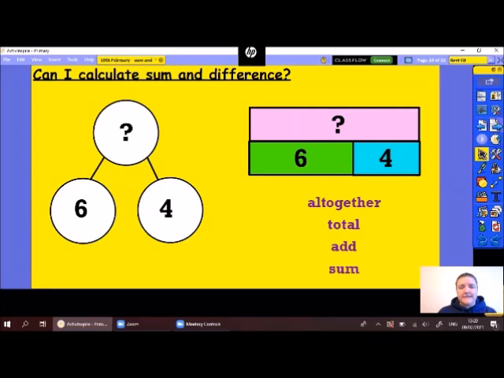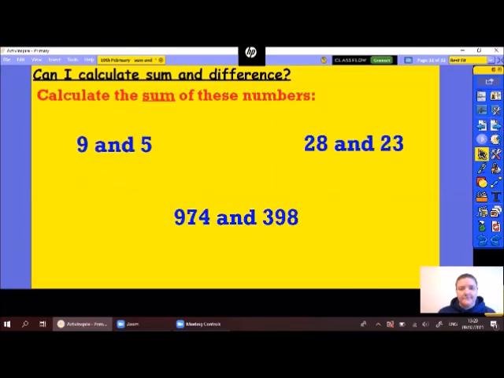And there are, of course, some other ways of saying finding the sum. We could say how many do we have altogether? We could say what's the total of 6 and 4? We could say add 6 and 4, or 6 add 4, or 4 add 6 for that matter. Or we could say what's the sum of 6 and 4? All of those mean you're adding. So let's give it a try. I'd like you to pause the video and calculate the sum of these numbers.